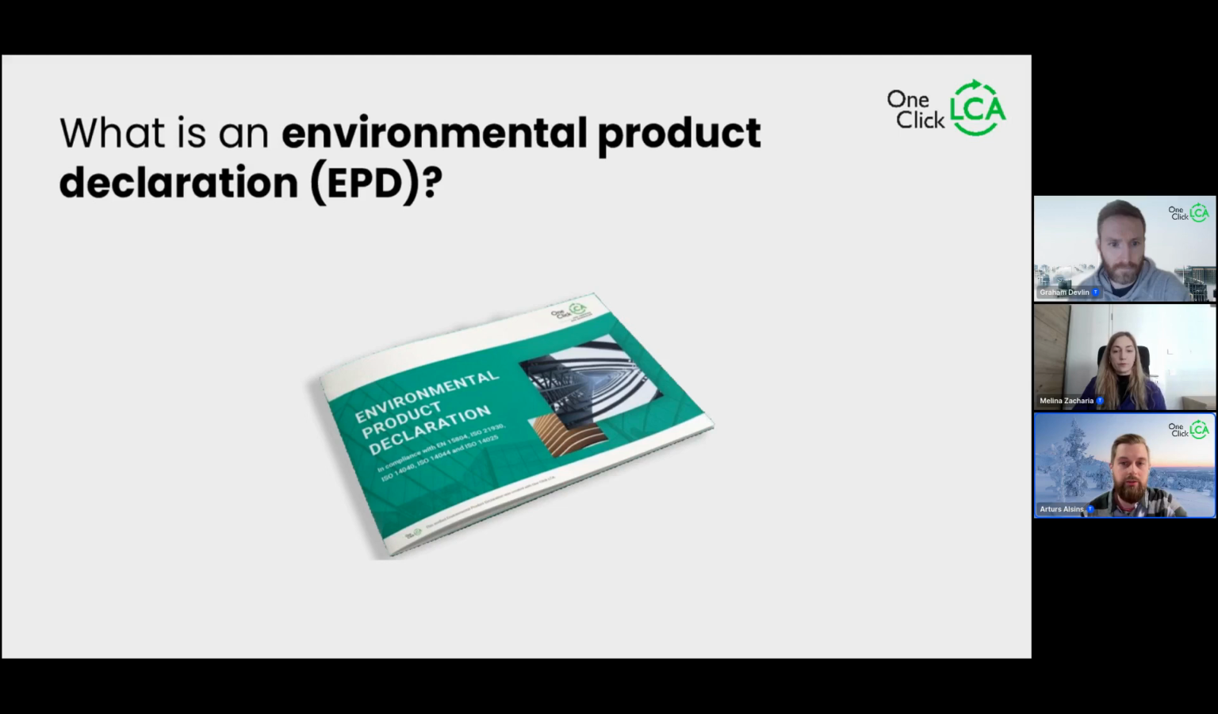Typically, an EPD contains the data on the product's environmental emissions, resource use, waste generation, as well as output flows. So basically, in short, an EPD is a reliable way to communicate your product's environmental performance to your customers and the marketplace in general.